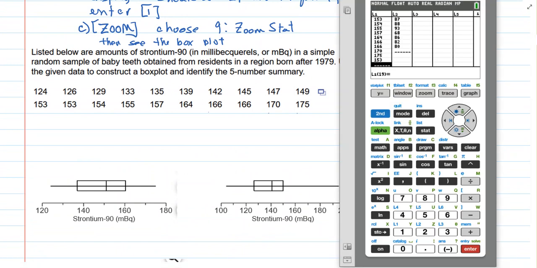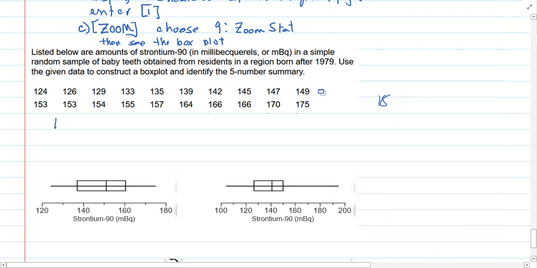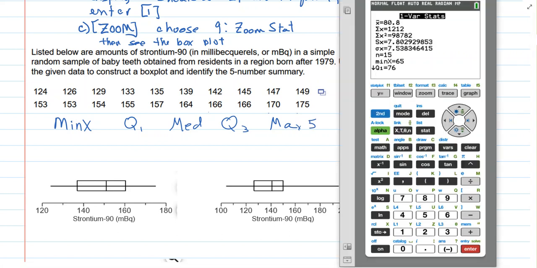Okay, so I have my data. Then I'm going to hit the stat key. I want to calculate one variable, and I'm going to use list 1. So I just enter, enter, enter. And I get the 5-number summary: min X, Q1, median, Q3, and max X. So let's type it in. My min X is 60. Oh, that's wrong. I don't have a two-digit minimum.